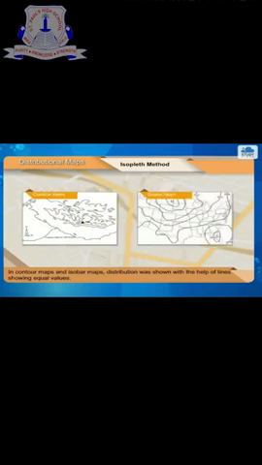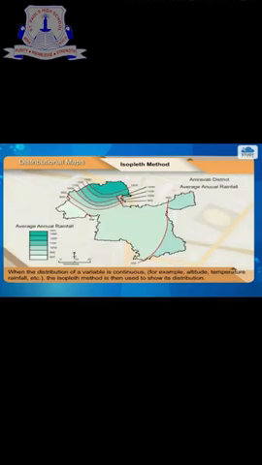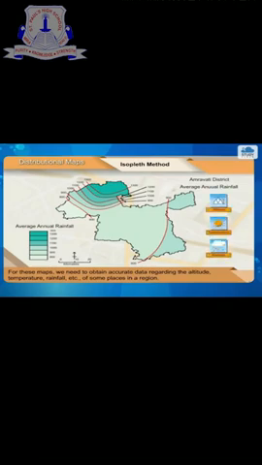3. Isopleth method. In contour maps and isobars, distribution was shown with the help of lines showing equal values. When the distribution of a variable is continuous, for example, altitude, temperature, rainfall, etc., the isopleth method is then used to show its distribution. For these maps, we need to obtain accurate data regarding the altitude, temperature, rainfall, etc. of some places in a region.